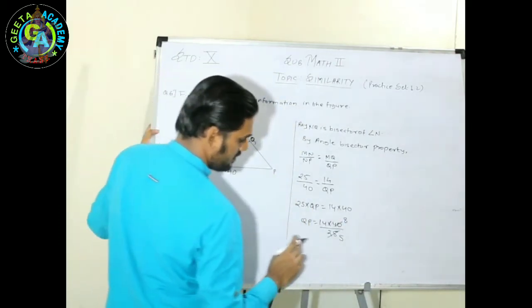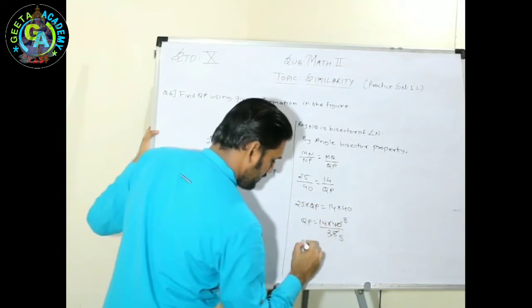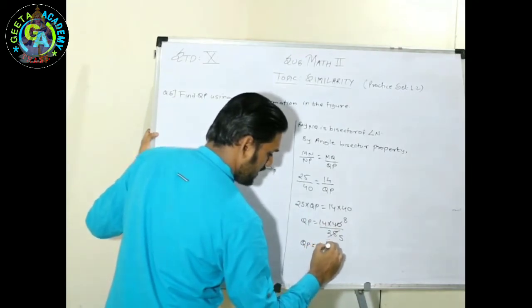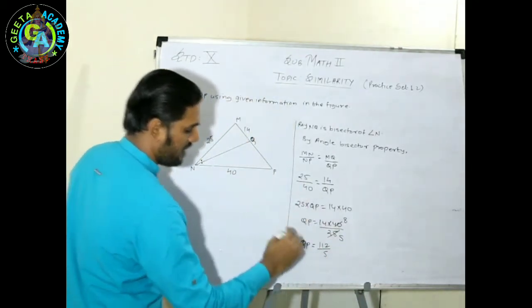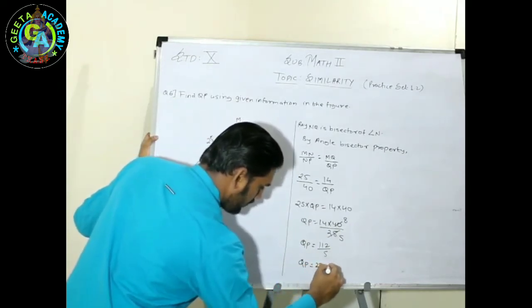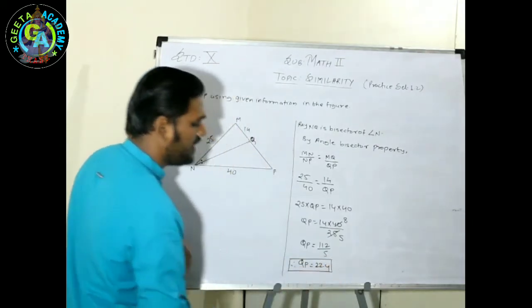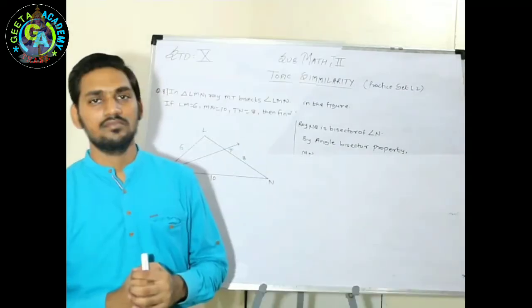Now again 5 cannot cut 8, 5 cannot cut 14 also, so we will directly multiply the numerator. 14 times 8 is 112 upon 5. Now we have to divide 112 by 5. So after dividing you will get 22.4. So your answer is 22.4. I hope you all have understood your question number 6.